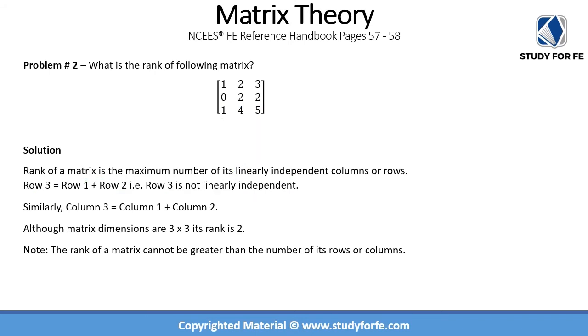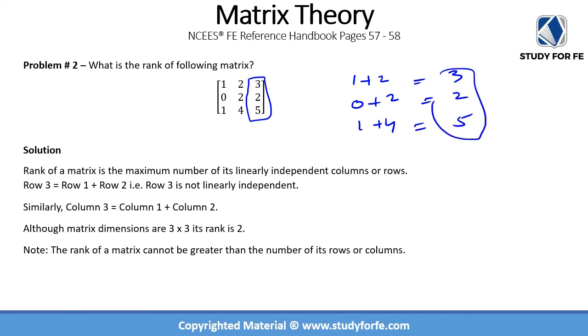Similarly for the columns, if I look at column number 3, you'll see that column number 3 is simply the sum of the first two columns. So 1 plus 2, 0 plus 2, 1 plus 4. So this corresponds to 3, 2, and 5, which is column number 3. So over here, although it has 3 rows and 3 columns, the number of linearly independent columns and rows is basically 2. We have 2 independent rows and 2 independent columns. Therefore, the rank of this matrix is 2.